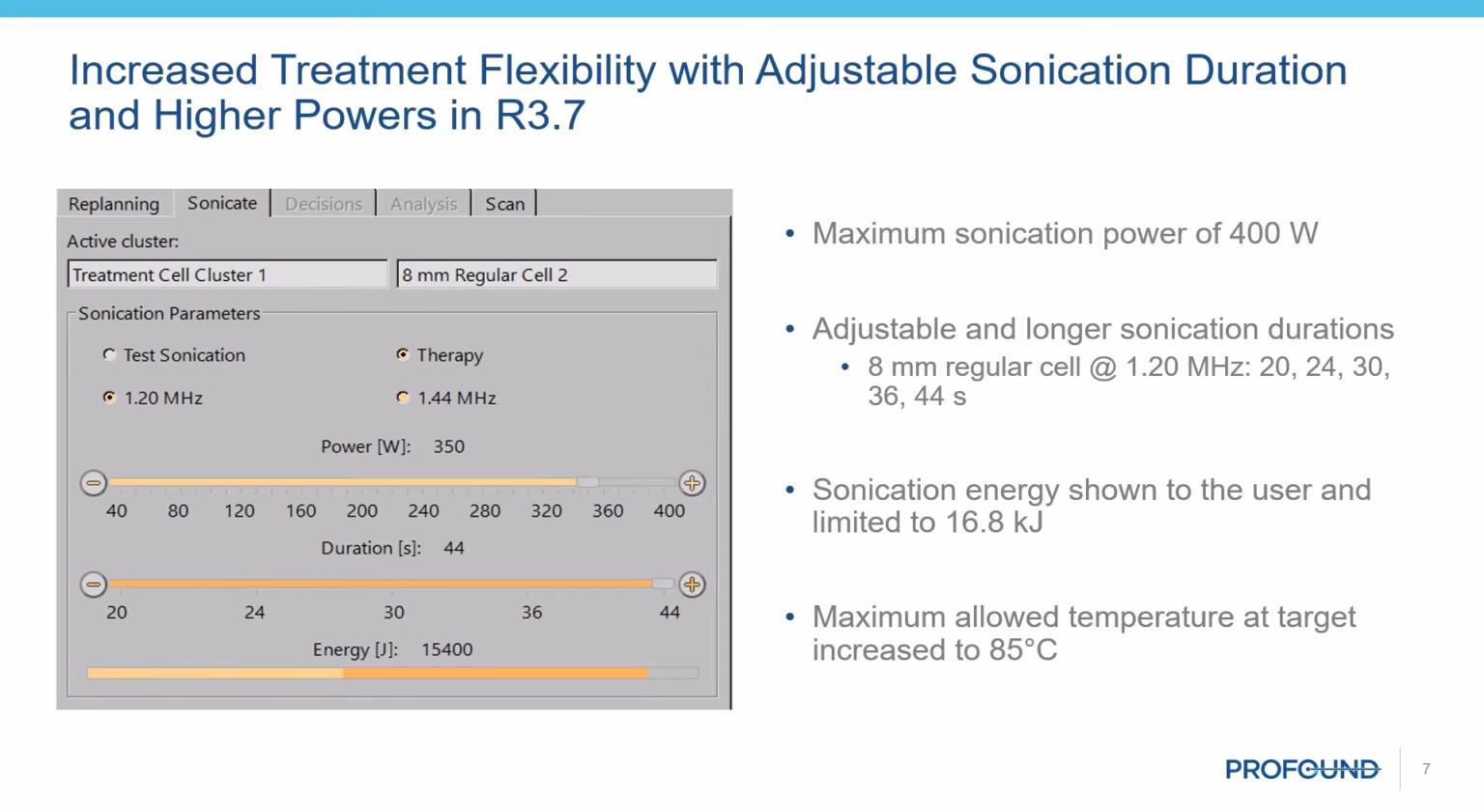The increased sonication power and durations can also lead to a higher temperature at the target. Hence, the maximum measured temperature at the target was increased from 80 to 85 degrees Celsius to allow the user to exploit the full potential of these long, high-power sonications without the software automatically aborting them.